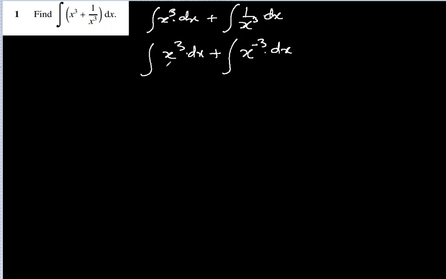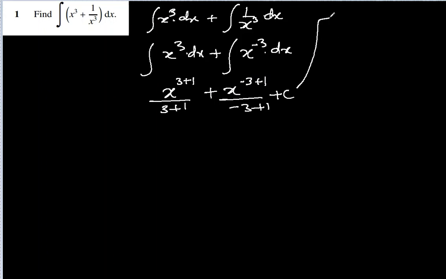And now we can integrate this one as x to the power 3 plus 1 over 3 plus 1. Here it will be x to the power minus 3 plus 1 over minus 3 plus 1. And as a ritual, we will write plus c. Let's complete it here. So we get x to the power 4 over 4 plus x to the power minus 2 over minus 2 plus c.